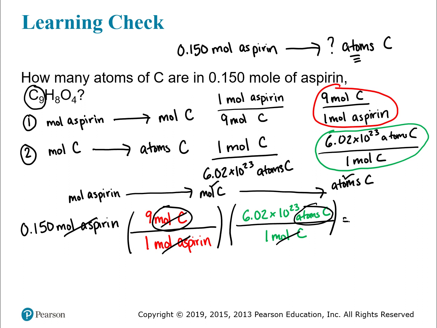That checks out. When you're doing this in your calculator, you're going to take the 0.15, multiply by 9, and then multiply again by Avogadro's number. With sig figs, which we need 3 sig figs here, you should get 8.13 times 10 to the 23rd atoms of carbon.